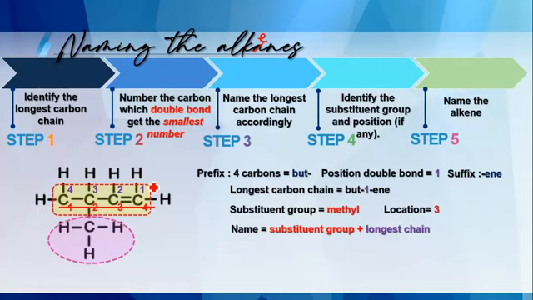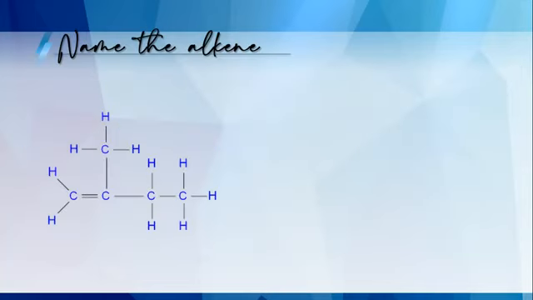Step 5: name. So basically the name consists of the substituent group plus the longest chain. So the name is 3-methyl-but-1-yne. If you follow these steps systematically, it's going to be easier for you to name the alkyne, or even alkane, or even the other homologous series. There is a very systematic way for you to name the compound.